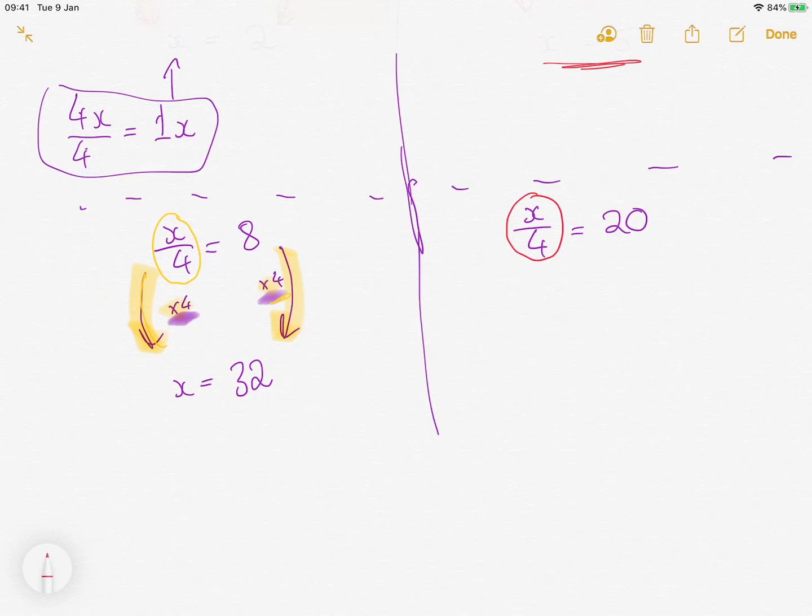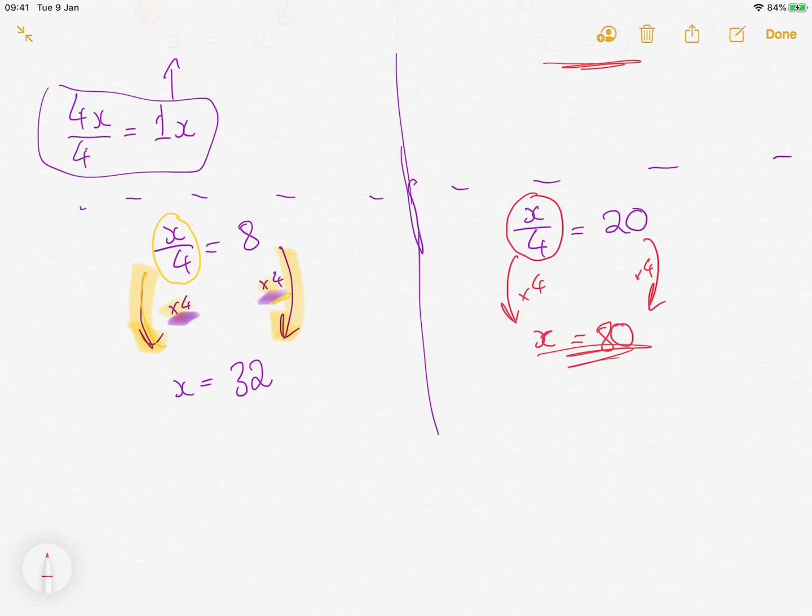What's happening to x? Well, it's being divided by 4. Inverse of that, times by 4. Whatever I do to this left hand side, I have to do to the right hand side. So that will get me just x, because if I do the inverse of something, it will get me just x on its own. I won't go into that now, but 20 times 4 is 80. So my final answer is x equals 80.